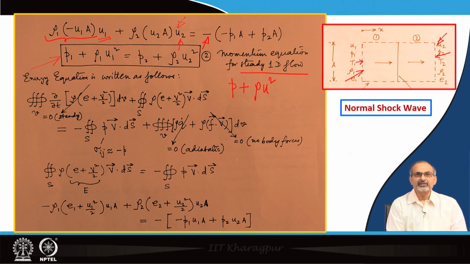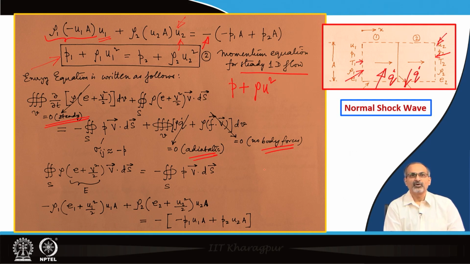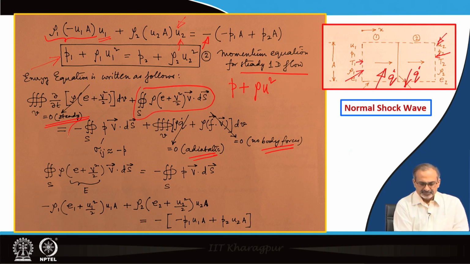Coming to the energy equation, again the unsteady term is neglected. We are neglecting body forces. We are also considering that the flow is adiabatic. That means you are not providing any q dot into the control volume or extracting any q dot out of the control volume, and therefore, there is no contribution from that term. The only contributing terms are this on the left and the right hand side respectively.